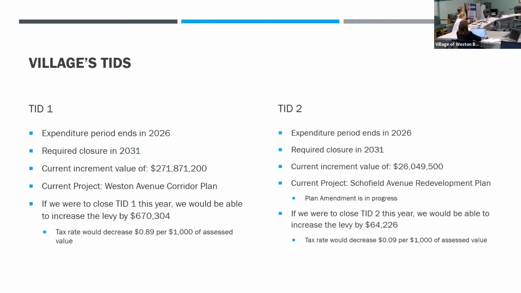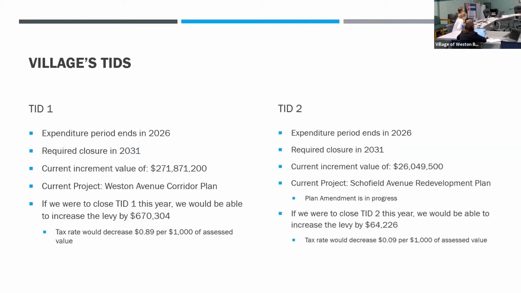And then I did some calculations. If we were to close TID 1 this year, which we won't, and I believe that we cannot, we would have the opportunity to add $670,000 to the levy. So that's where that growth is. Like all those other areas would likely have growth to add as well. The result is that the tax rate would decrease by 89 cents per $1,000 of assessed value.